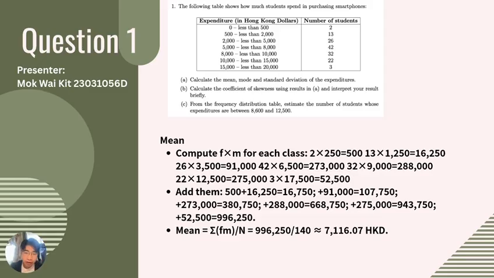And here are our calculations. The total number of students is 114, and this is the sum of what I've just mentioned. And the total amount is $7,116.